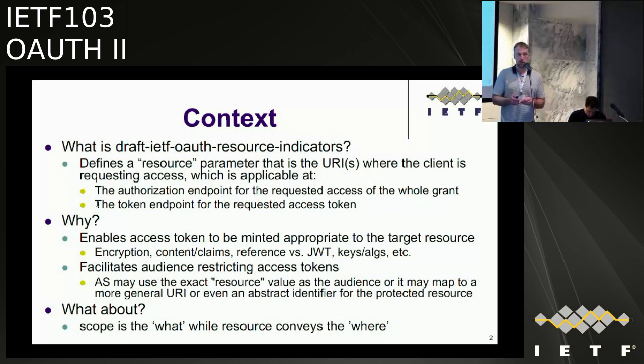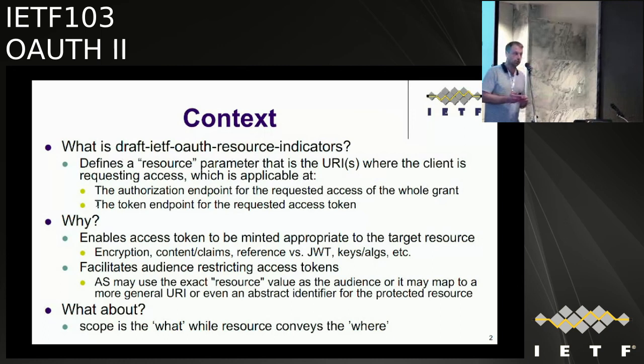Why are we doing this? There's a lot of reasons, but largely because knowing the target resource where the access token is going to be used enables that token to be minted and constructed appropriate to that resource itself, and that might involve encryption. The various content or claims in the token might vary based on the target, whether you want to do a reference style token or a self-contained JWT token. Various keys or algorithms that are used might vary based on the target resource, et cetera.